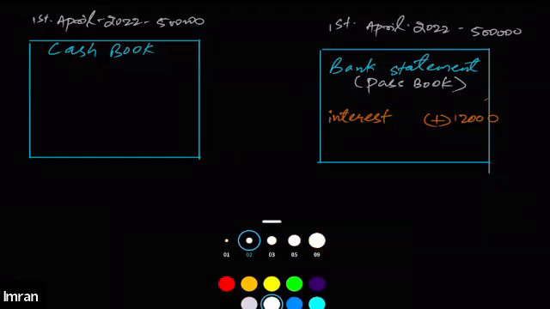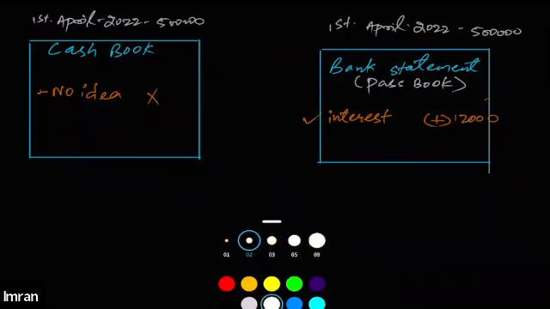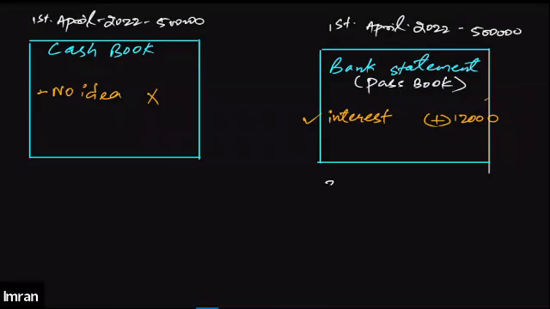On the other hand, the accountant of the business who is maintaining the cash book has no idea about that interest which is being provided on the deposit. So having no idea about this particular interest, the accountant did not record this in the cash book, right?